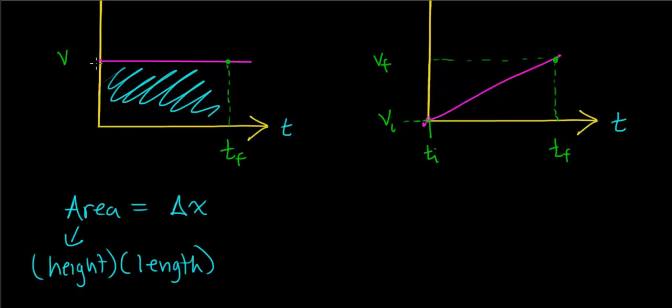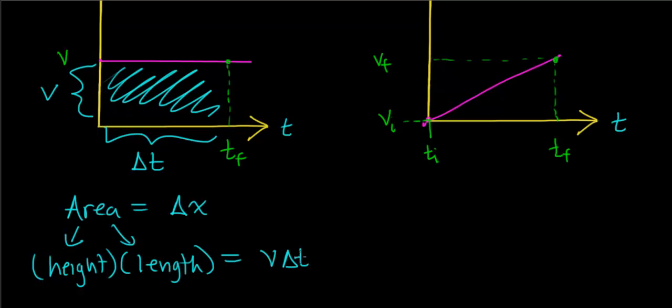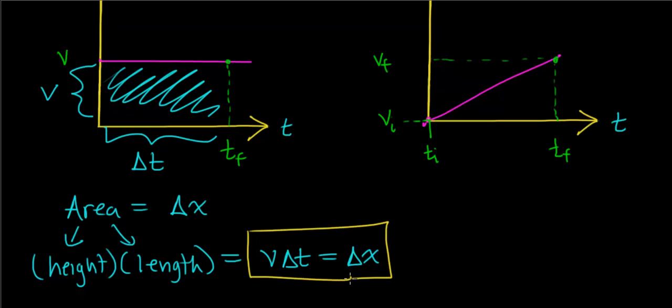And in this particular case, the height of the rectangle is represented by the velocity, and the length of the rectangle is represented by the change in time. So I can rewrite the height times the length as the velocity times the change in time, and that's going to equal the change in distance. Now this is true for an object moving with constant velocity.